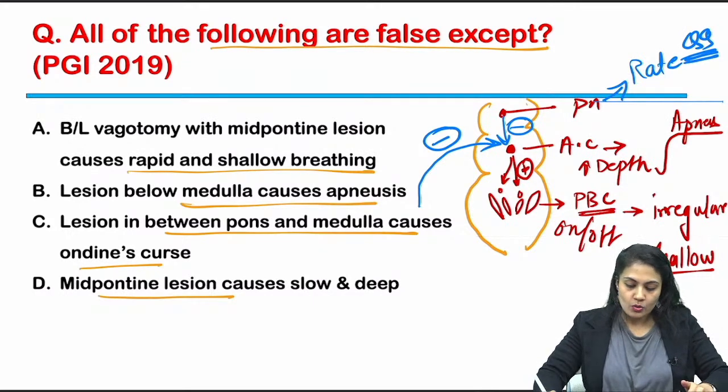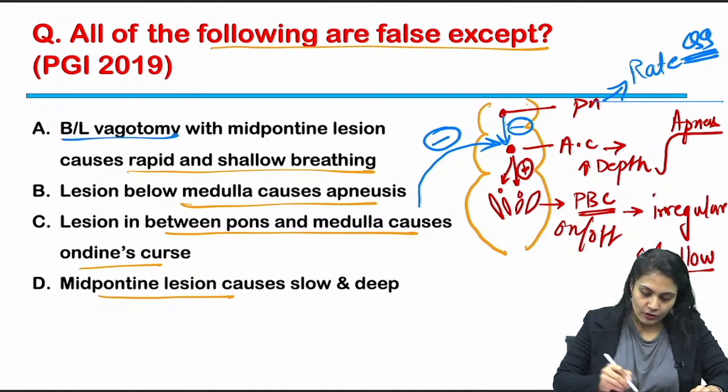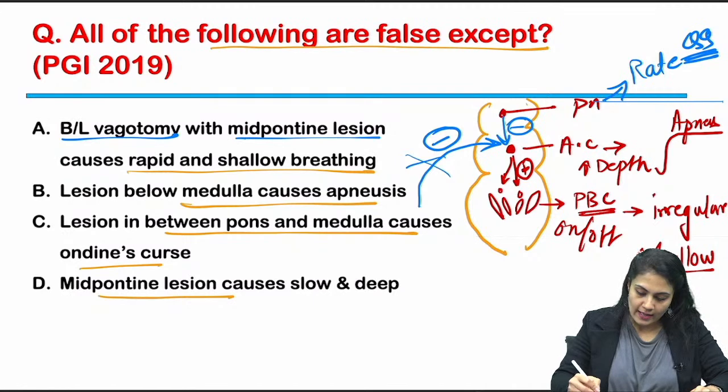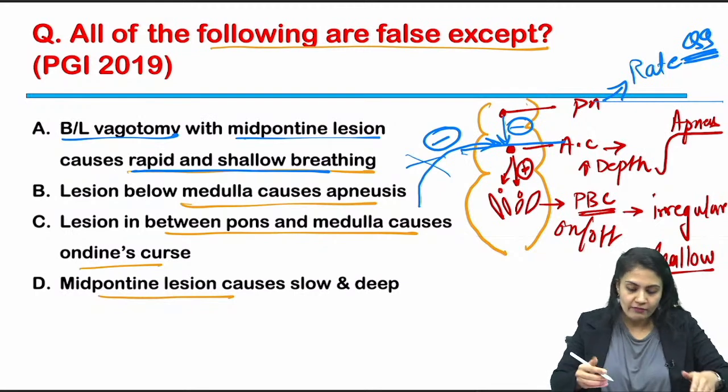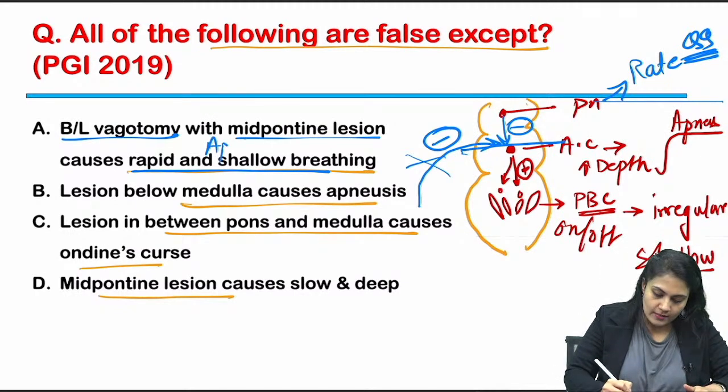Okay, so what is going to happen? Bilateral vagotomy, if you cut the vagus, and the mid-pontine lesion is there, that means there is no control on the apneustic center. Rapid and shallow breathing, no, there will be apneusis in this case.